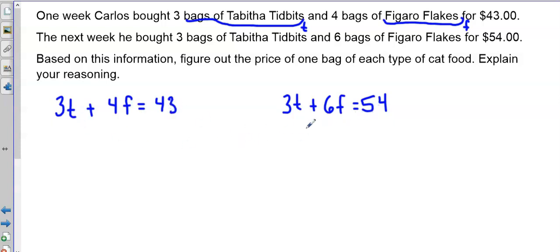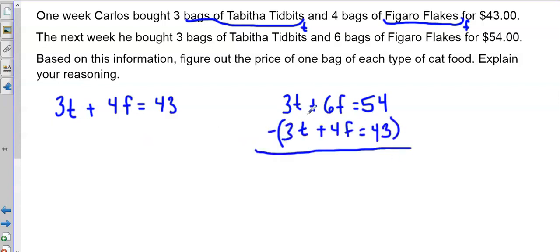So if I subtract my equations, what I see is if I take out the amount of Tabitha Tidbits, and I have just 2 bags of Figaro Flakes when I do 6F minus 4F, the result is a difference of $11. Now I know that 2 bags of Figaro Flakes has to be $11, which if I solve this equation and I divide by 2, I find that 1 bag of Figaro Flakes is worth $5.50.